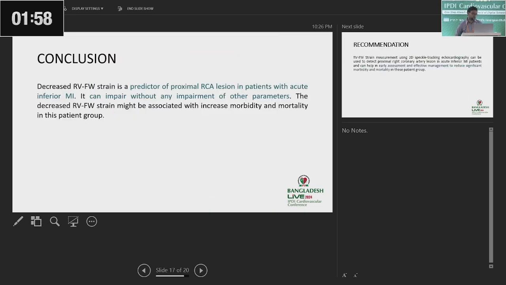So in conclusion, we can say that decreased right ventricular free wall strain is a predictor of proximal RCA lesion in patients of acute inferior MI, and it can be impaired without any impairment of other parameters. The decreased right ventricular free wall strain might be associated with increased morbidity and mortality in this patient group.